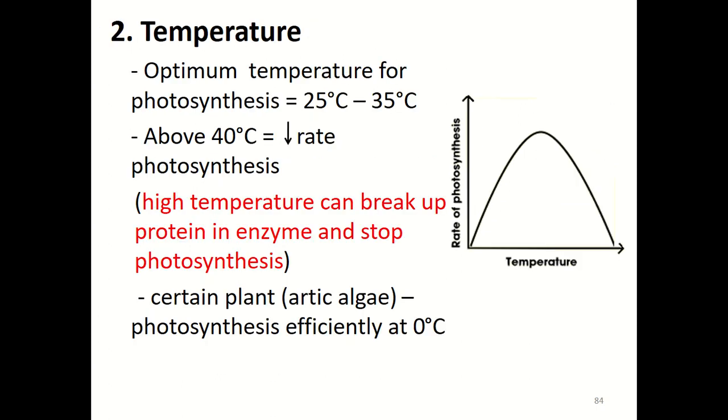The second factor is temperature, in which the optimum temperature for photosynthesis is about 25 degrees Celsius up to 35 degrees Celsius. Above 40 degrees Celsius, the rate of photosynthesis will decrease because the high temperature can break up the protein in enzymes such as Rubisco and PEP carboxylase or the other enzymes, and thus it will stop the process of photosynthesis. However, certain plants such as Arctic algae work very efficiently at 0 degrees Celsius.